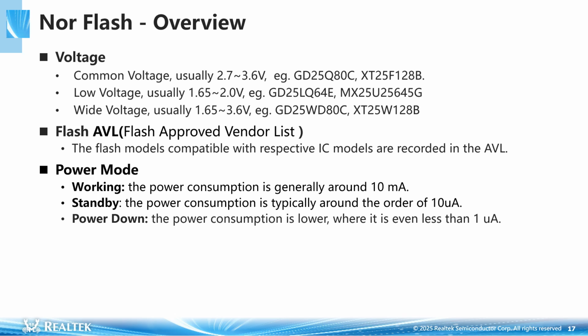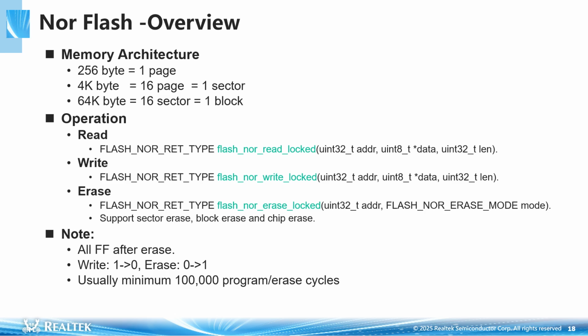There are 3 main power modes of NOR flash: working mode, standby mode, and power down mode. The power consumption is about 10 mA in working mode, about 10 microamps in standby mode, and the lowest power consumption is less than 1 microamp in power down mode. In NOR flash architecture, the memory is typically organized using 3 main concepts: page, sector, and block. A page is 256 bytes, a sector consists of 16 pages, and a block consists of 16 sectors.